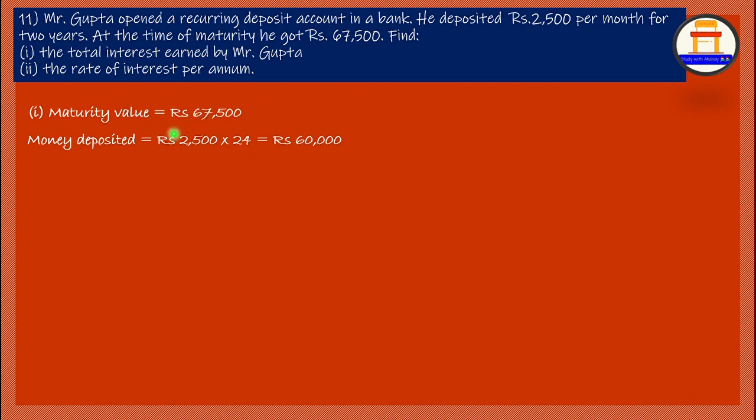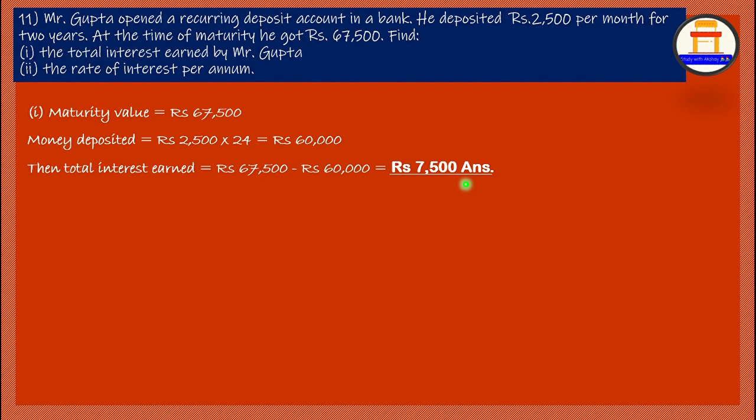In this question I have not written down what is given. I am sorry for that. So basically 2,500 is the principal and 2 years equals 24 months. So 2,500 into 24, that is 60,000 rupees, is the money deposited. So 67,500 minus 60,000, 7,500, is the interest.